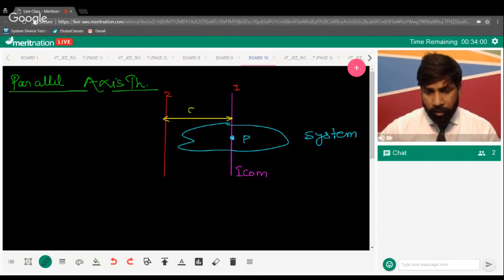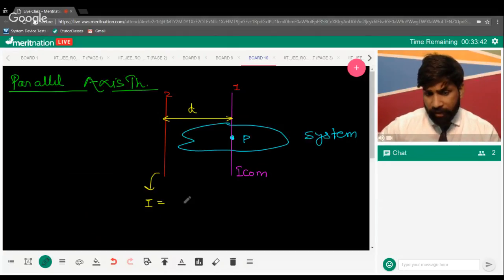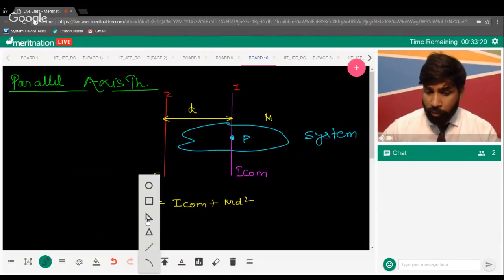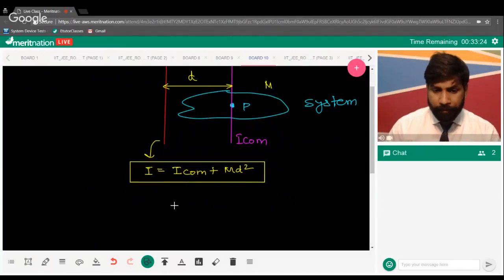So my dear students, we know that the moment of inertia of this system about this pink color axis passing through the center of mass is ICOM, and we can use the parallel axis theorem to find the moment of inertia of this system about this red color axis, and that is equal to what? So the moment of inertia about this axis is ICOM plus md square. What is m here? M is the mass of the system and d is the perpendicular distance between these two parallel axes. Now we have an idea about the parallel axis theorem. So now let us discuss one question here.